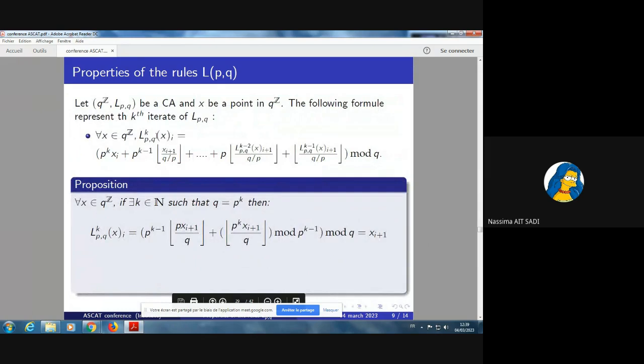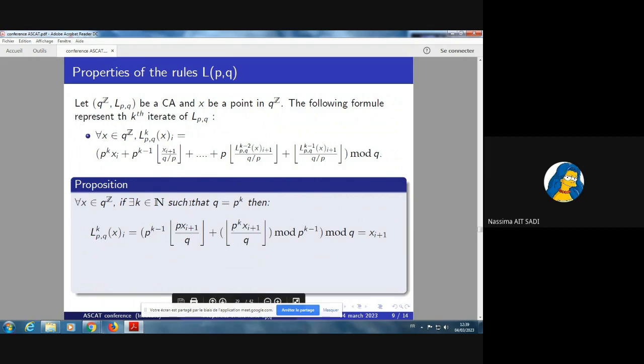Now, we give this equality, which presents the k-th iterate of the rule LPQ for any point x from Q to the power of Z, for any values of P and Q, and for any iterate k, where k is just an integer. This equality can be simplified to this one. Then, if Q is a pure power of P, this equality can be simplified to this one, and this formula is exactly equal to x_{i+k}. We will not prove that because it is quite simple; we just need to do some basic calculus and then we get these formulas.